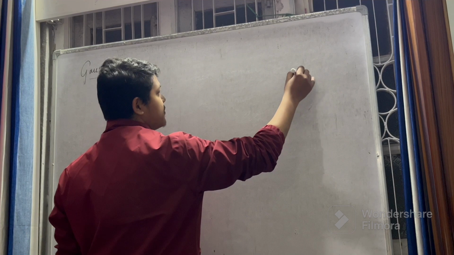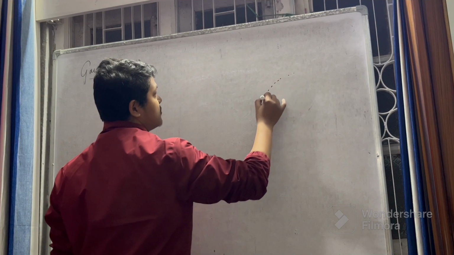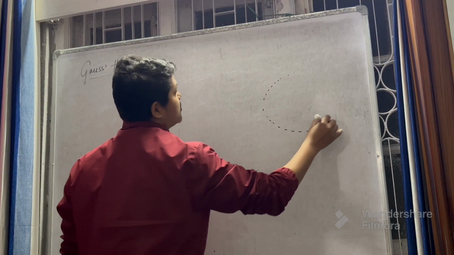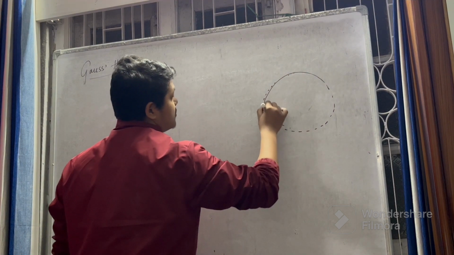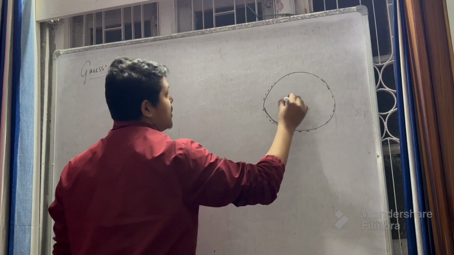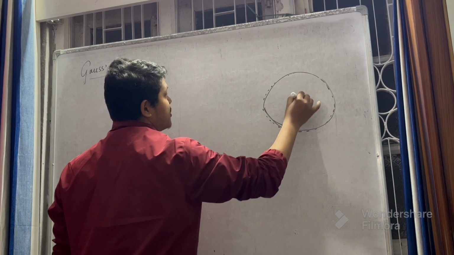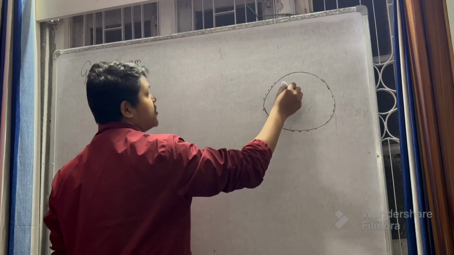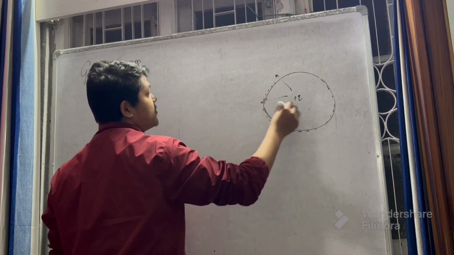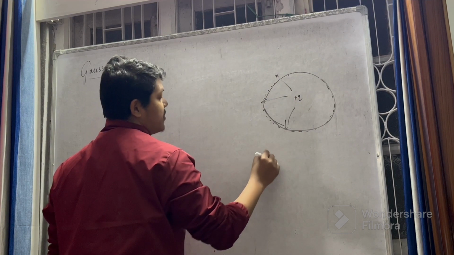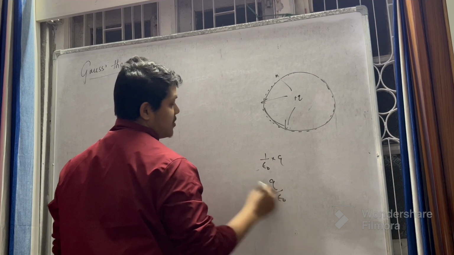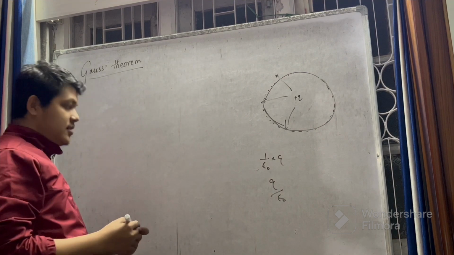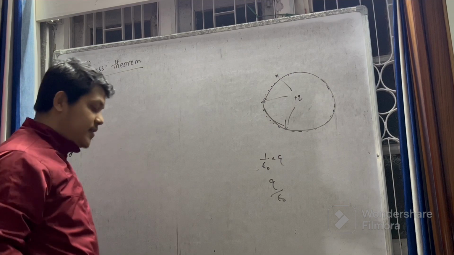Suppose we have a closed surface here. This is a closed surface, and it encloses a charge, suppose Q. Then flux through this entire surface will be 1 by epsilon naught times Q. That means Q by epsilon naught, right? That is what Gauss theorem says, right?